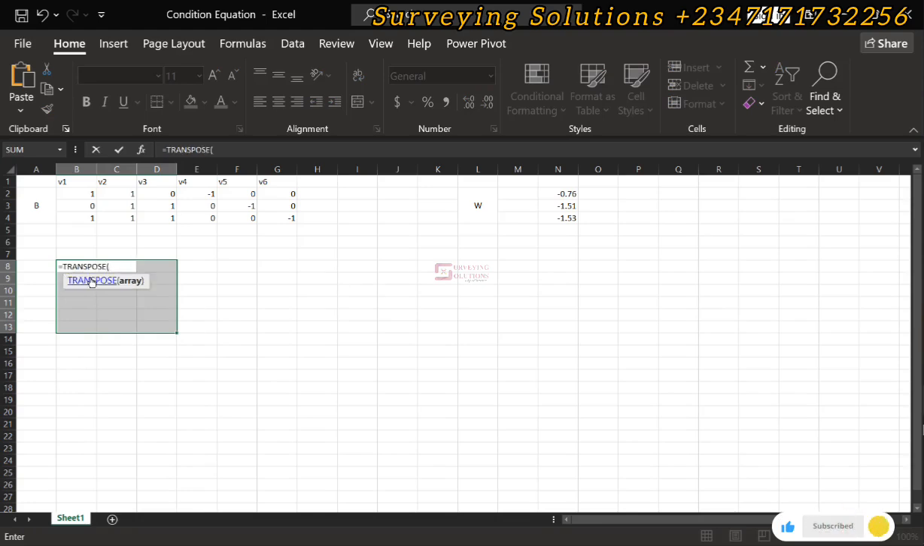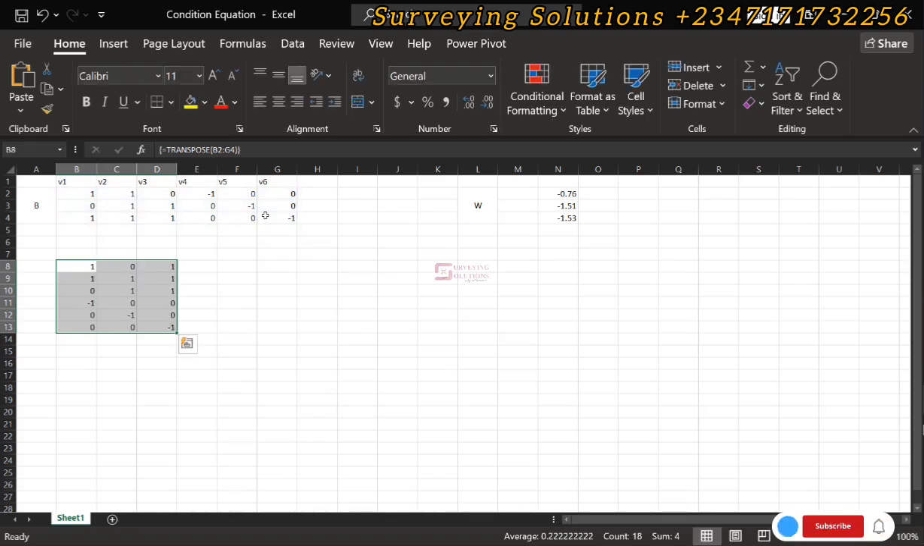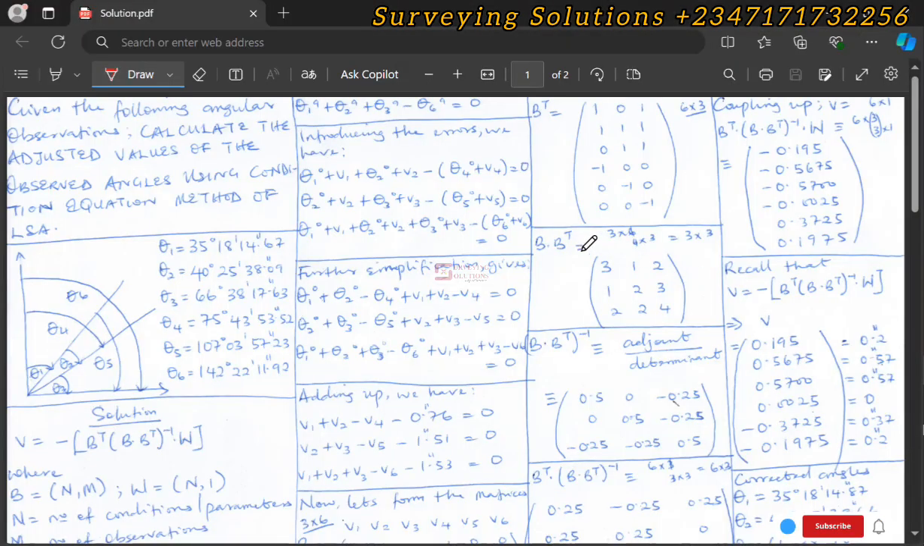So we now highlight our B matrix. Then we press Control Shift Enter. So we have our B matrix transposed, right? Now coming back to the formula, the next part of it is B multiplied by B transpose, right? Good. That is this part of it.